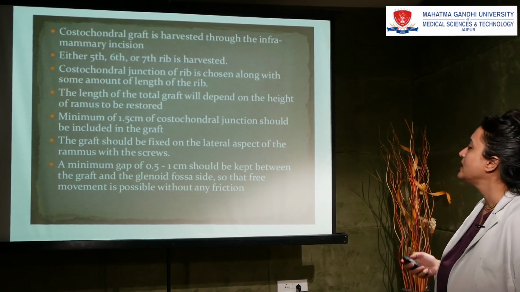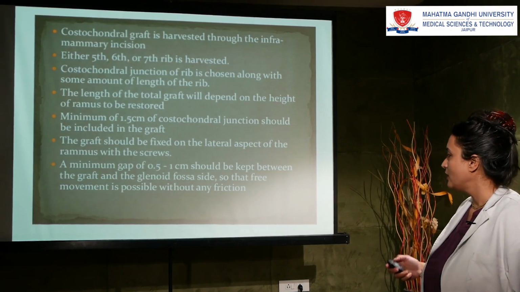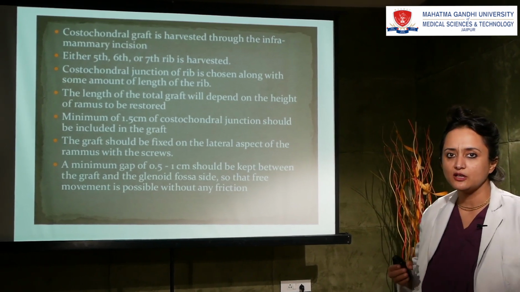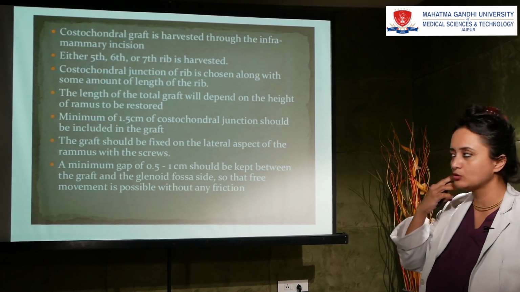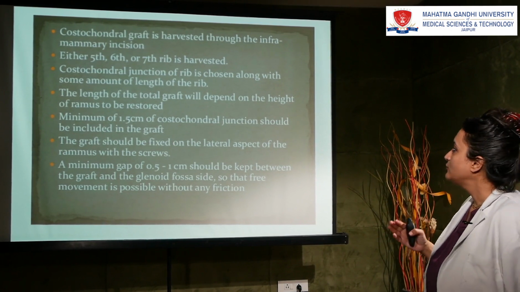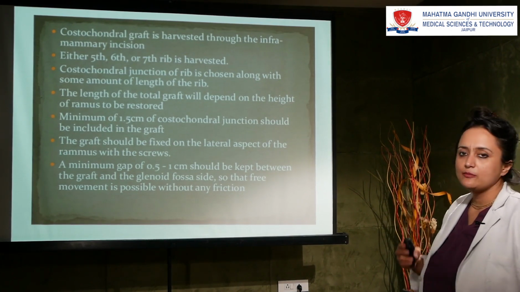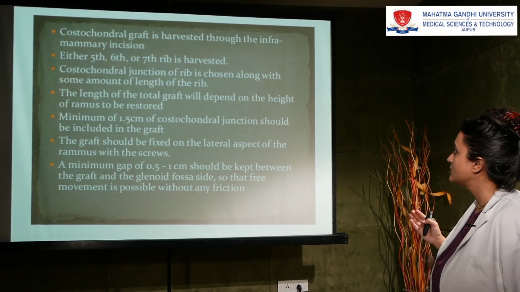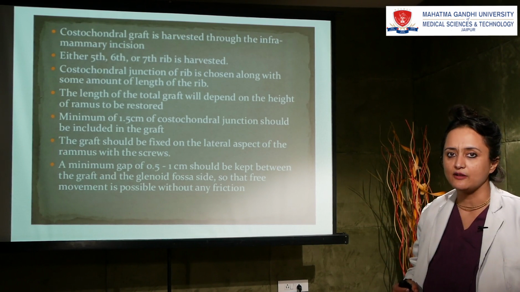We harvest it from either the 5th, 6th or 7th rib. The costochondral junction of the rib is chosen along with some amount of the length of the rib, so that we can fix it with screws. The length of the total graft will depend on the height of the ramus to be restored. A minimum of 1.5 centimeter of costochondral junction should be included in the graft.